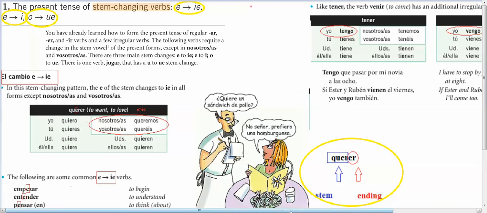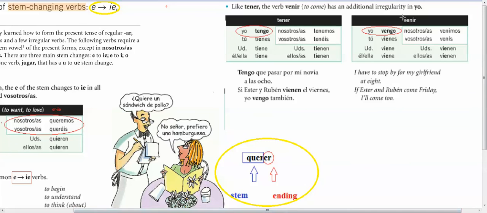There are two other verbs that go along with this, tener and venir. Tener, to have, and venir, to come. They work like E to IE stem changers except for their yo forms, because their yo forms don't follow the stem changing rule. So they are like E to IE stem changers except for their yo forms, which have an additional irregularity.